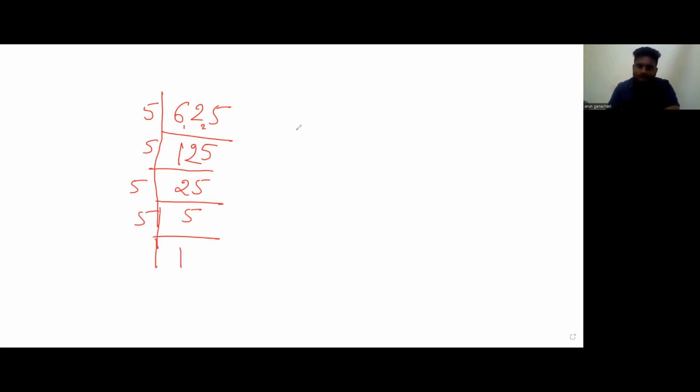Getting this? Now if I write it, it will be 5 into 5 into 5 into 5. Now we are supposed to find the cube root. So I will take 3 at a time. Out of 3 5s, I have to take 1 5. So this 5 is extra. Getting this? This 5 is extra.